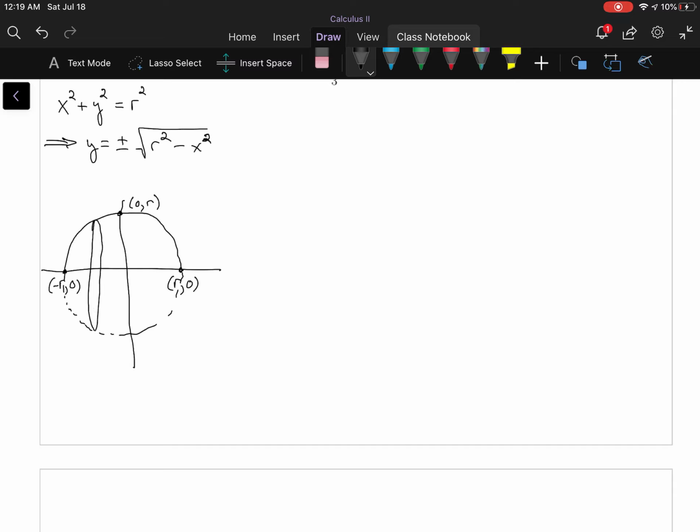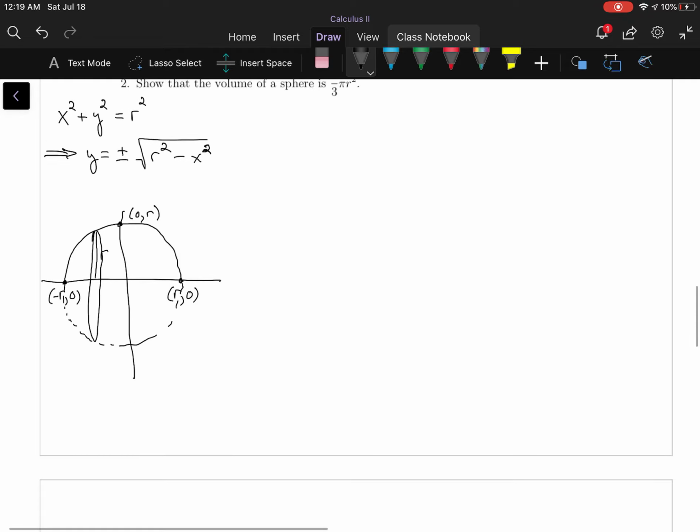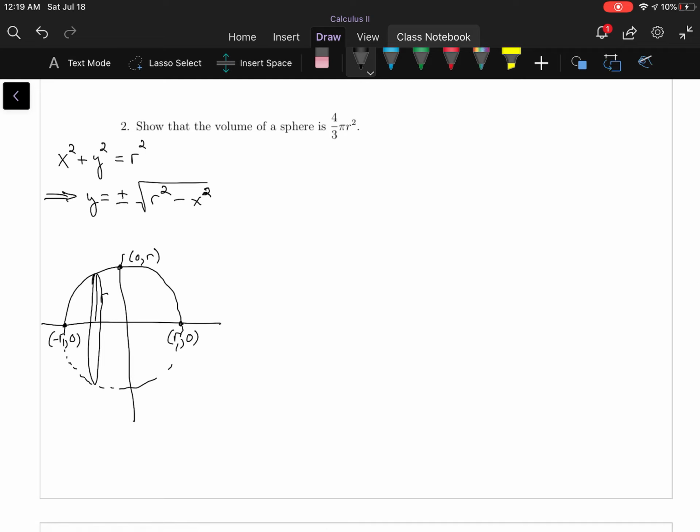I'm going to take a cross-sectional disk right there. This is my radius r. And now I'm going to start figuring out what the area function is. So A, again, is pi r squared. And the radius is in the y direction. And we know that y is going to be the square root of r squared minus x squared. So when we square that, we have pi times r squared minus x squared.